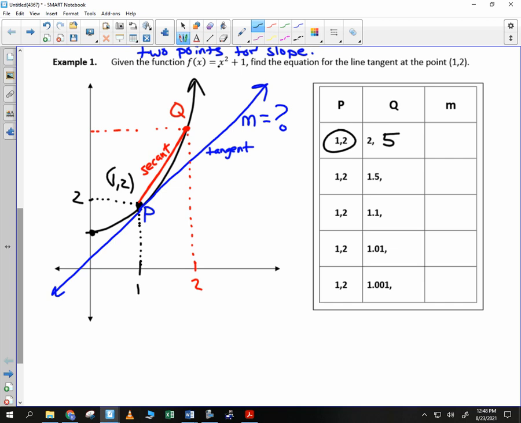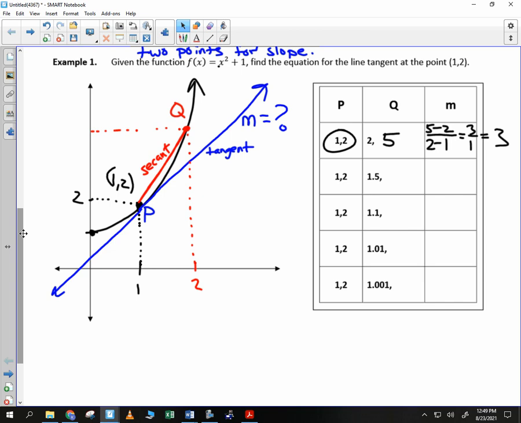Very good. So now I'm going to calculate my slope. I will take y sub 2 minus y sub 1 divided by x sub 2 minus x sub 1. Notice that I get 3 over 1, which is 3. Is 3 an overestimation or an underestimation? It's an overestimation.